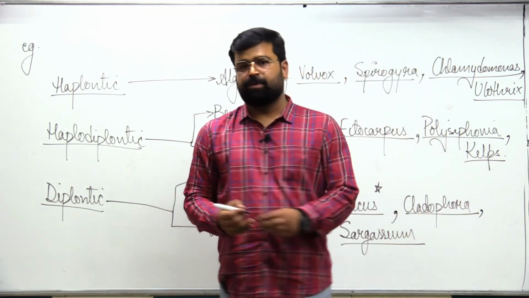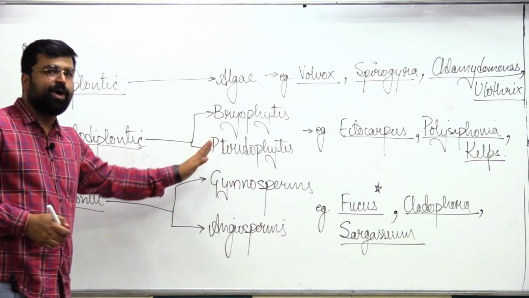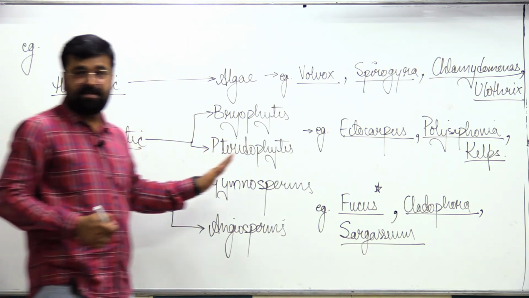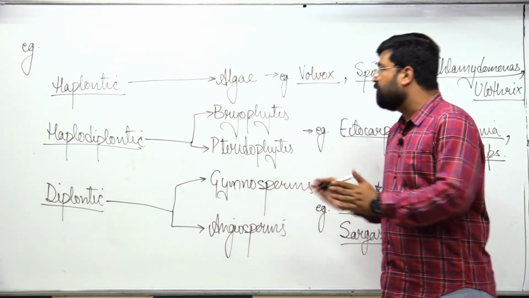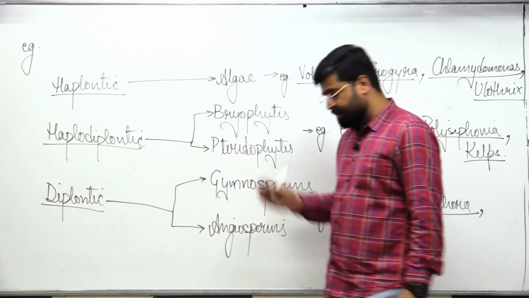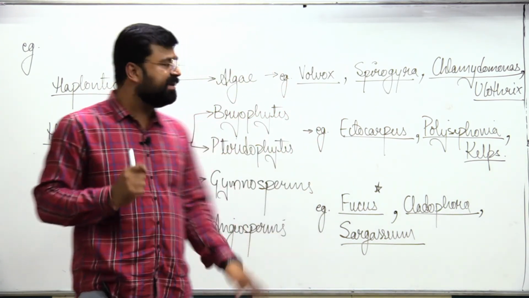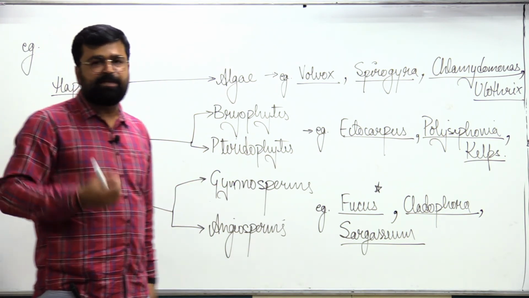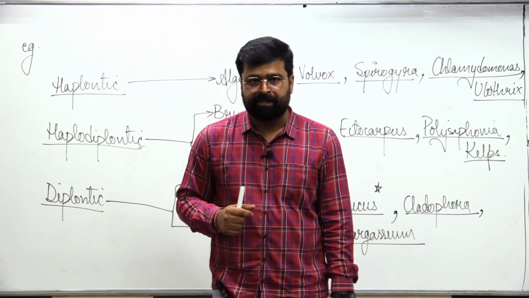All right, students. So I hope you will remember this order, and in this order, the examples will be very easy, right? All right. So that's all about the alternation of generation. The very important point here is this example, and the description of each of the different types of alternation of generation.